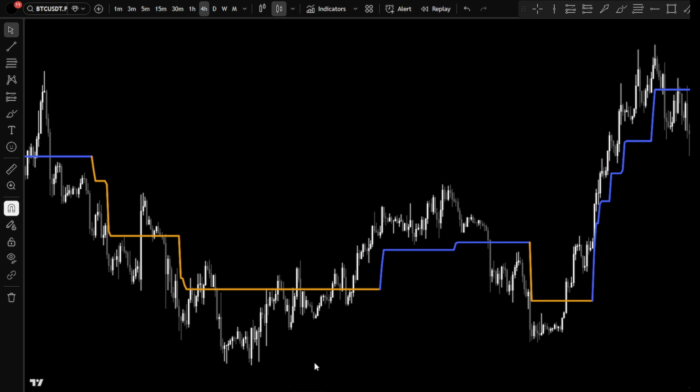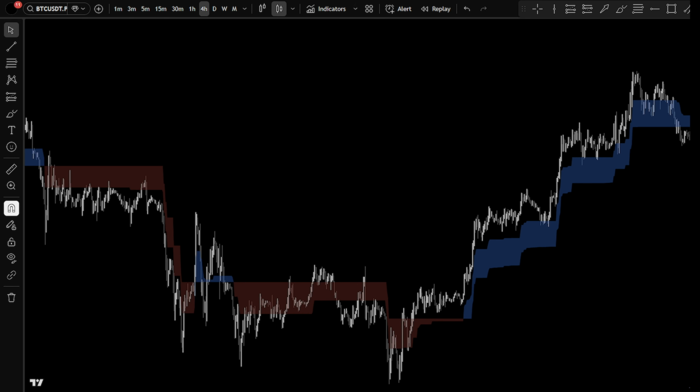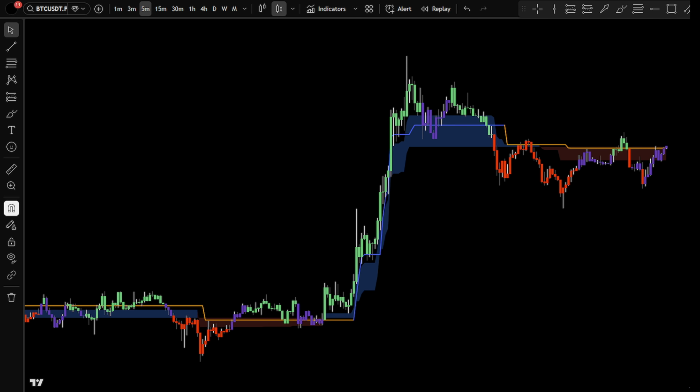The trend tracer helps us identify the overall direction of the market. When it is bullish, it shows a blue line, and when it is bearish, it switches to an orange line. The Neo Cloud gives us an additional layer of confirmation. When the cloud is blue, it signals bullish conditions, and when it turns red, it signals bearish conditions. Together, these two tools help us stay aligned with the dominant market direction.